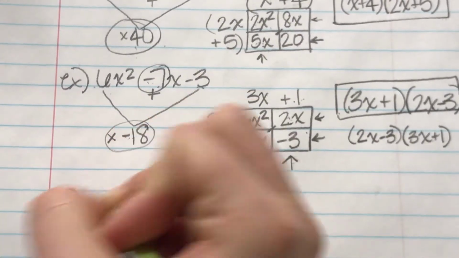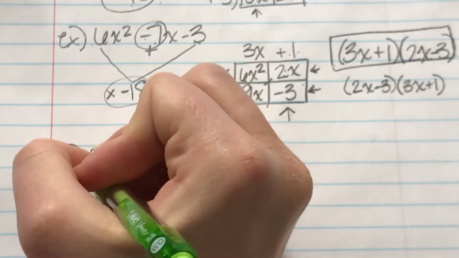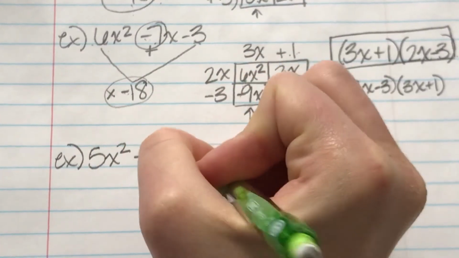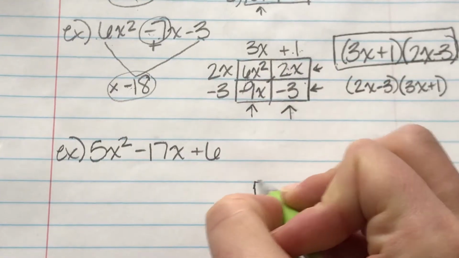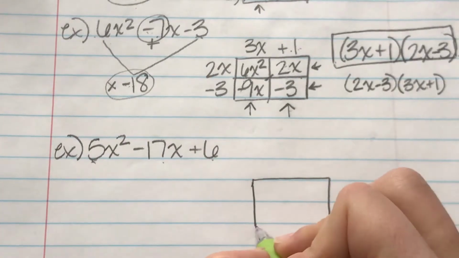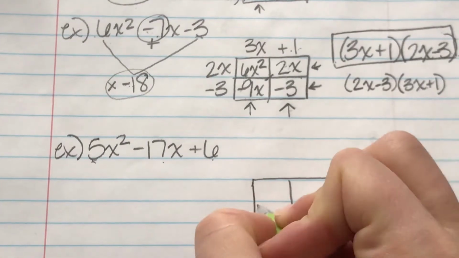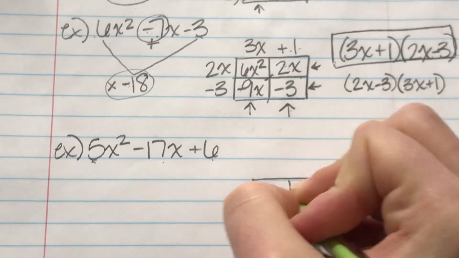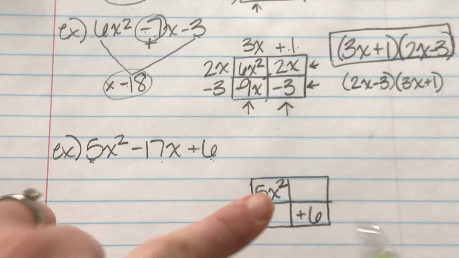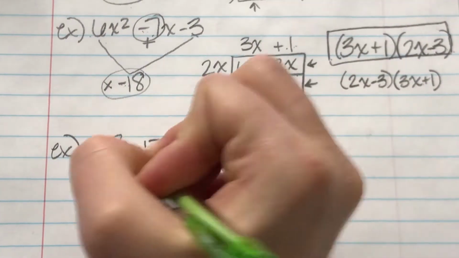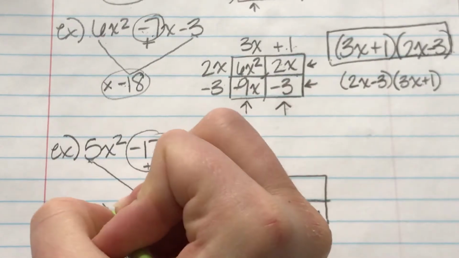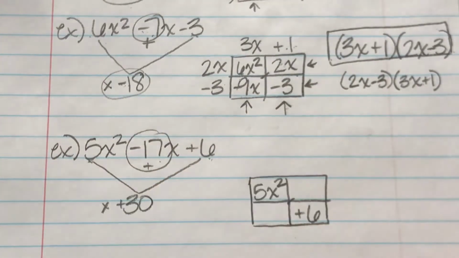One last example that has some weirdness with signs: 5x squared minus 17x plus 6. I'm going to set up my box. There's no greatest common factor. It's not a simple trinomial, so I've got to use the box. I'm going to go first term, first box, last term, last box. So those two I just fill in. The mystery numbers are going to add to make negative 17. They're going to multiply to make positive 30.